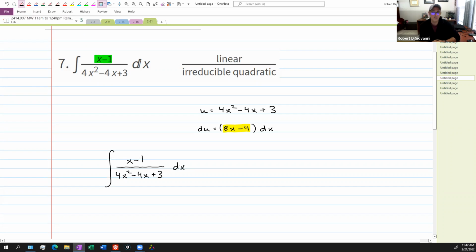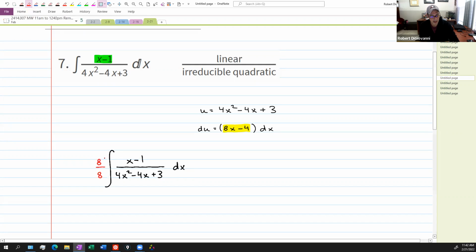So first thing I'm going to look, I wish I had 8x, right? I just wish I had an 8x. So I'm going to multiply by 8 over 8 on the outside of the integral. Right? That's fair. 8 over 8 is 1. I'm allowed to do that.